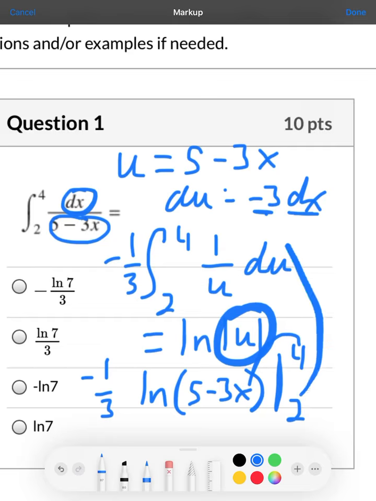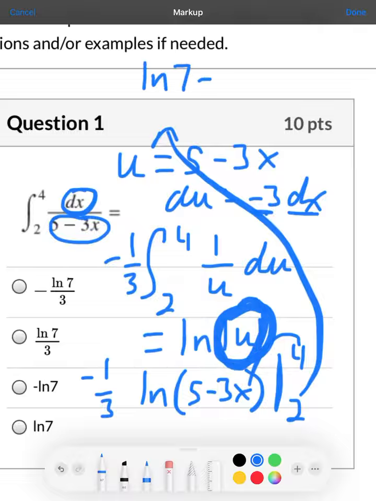And I'm going to come up here to the top and finish this up. So we got ln negative 7, but absolute value would be ln 7. Minus, plug the 2 in, we get ln negative 1. But absolute value, because we can't do negatives of logarithms. So we would have ln 1, which is 0. So we got ln 7.